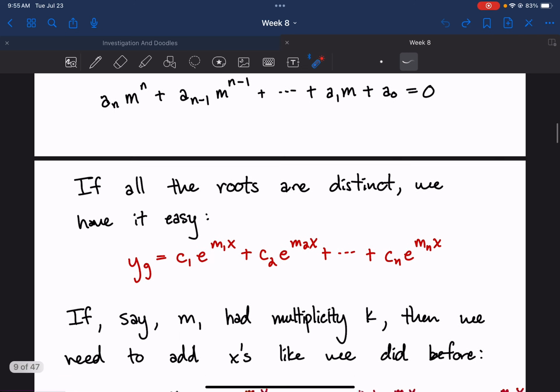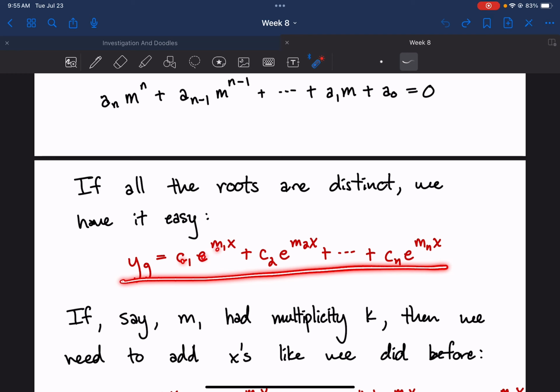If all n roots are completely distinct, it's really easy, right? You just do the thing we did last time, where you take c1 e to the first root, c2 e to the second root, c3 e to the third root, all the way down to cn e to the nth root.